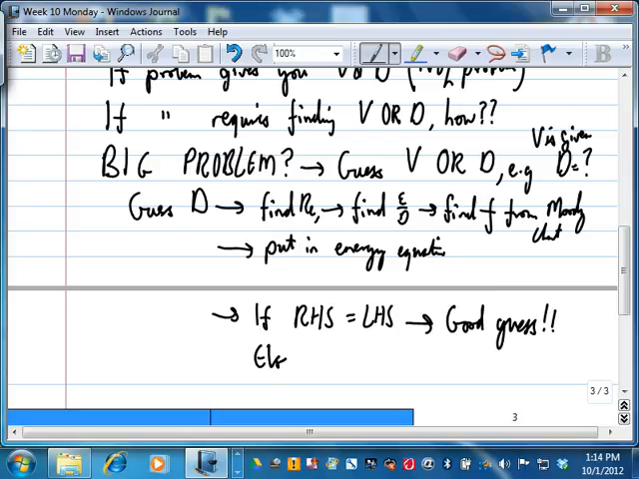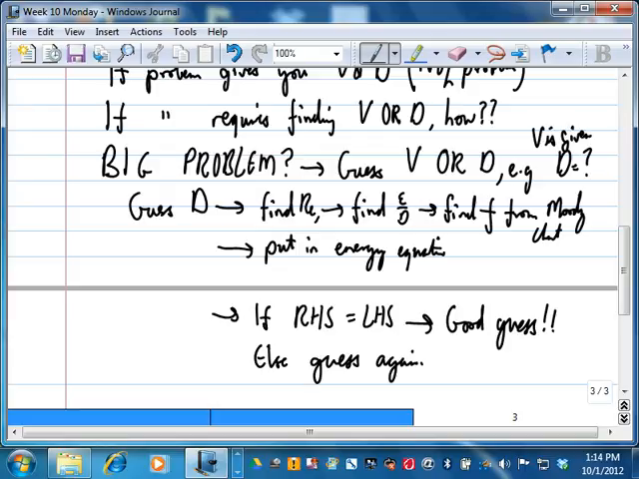Else, guess again. Alright? So, do you understand what I just said? After you guess the F, let's say that for this particular problem, the design problem asks you to select a pipe, so you don't know the diameter. But you are given all the other things, the P1, P2, and V1, V2, and all that. Everything is given except the diameter.